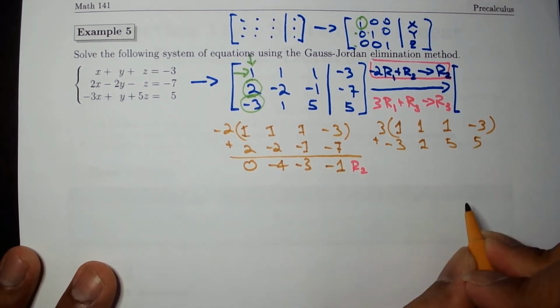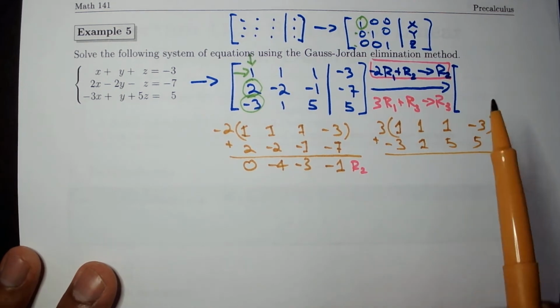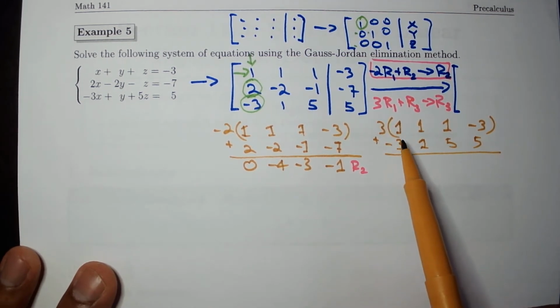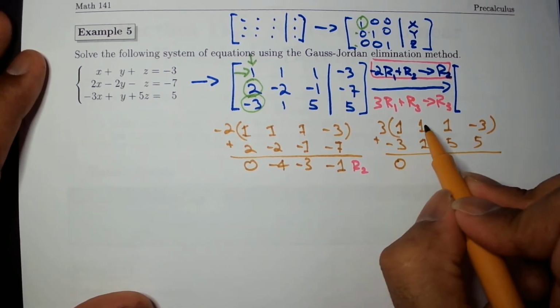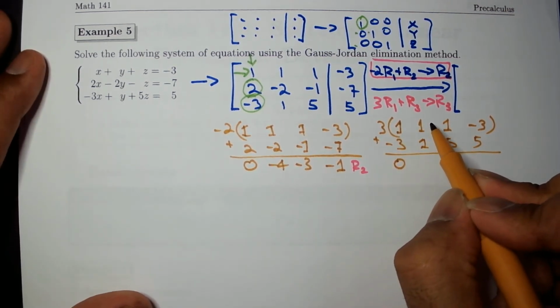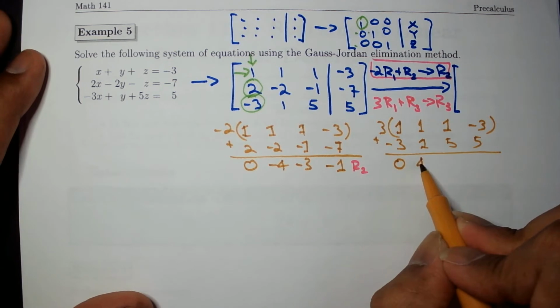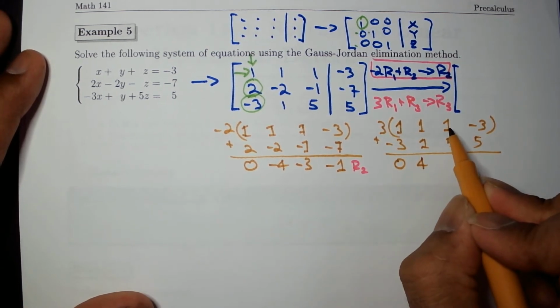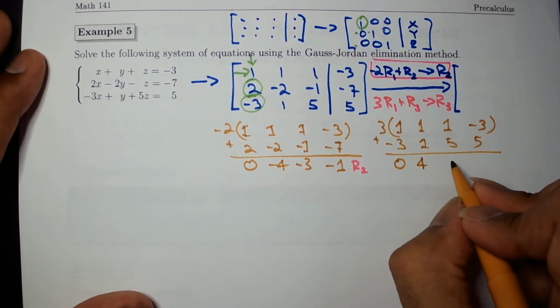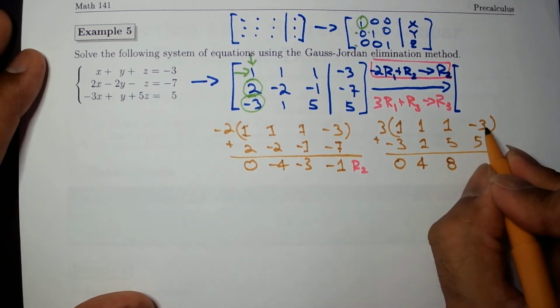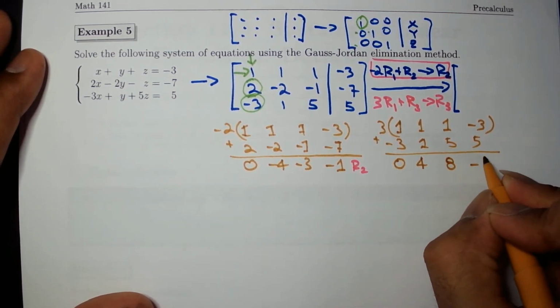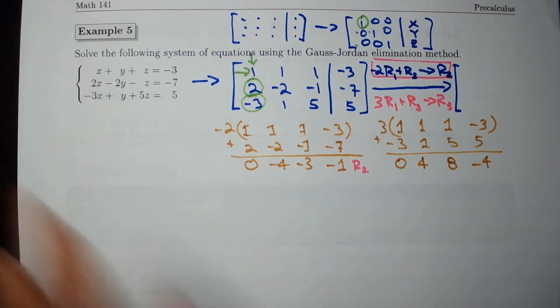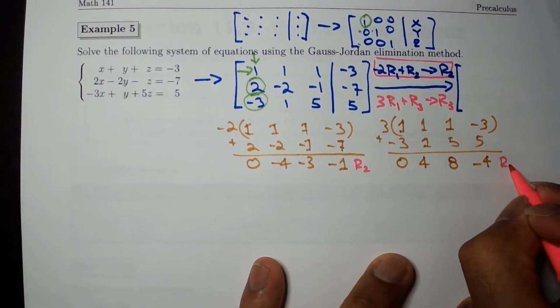Alright, so add these two rows. So what I'm going to do, 3 times 1, which is 3, minus 3, that's the 0 we wanted to obtain. 3 times 1, which is 3 plus 1, which equals 4. 3 times 1 equals 3 plus 5 equals 8. 3 times negative 3, that's negative 9. Plus 5, that's a negative 4. And this is our new row 3.